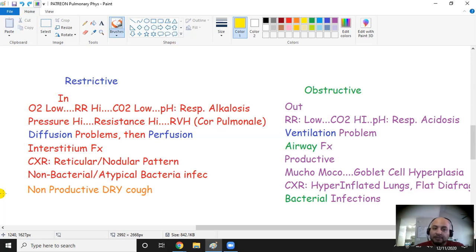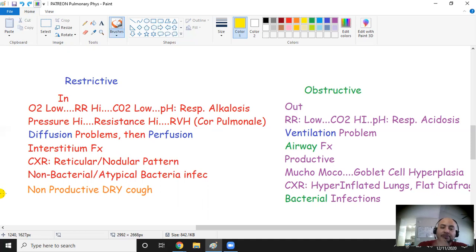Here's another thing. If oxygen cannot diffuse across, then how will the pulmonary capillaries respond? Will they vasodilate or will they vasoconstrict? They will vasoconstrict. And why vasoconstricting? Well, with vasoconstriction, pulmonary resistance and therefore pressures will increase, causing a right ventricular hypertrophy, also known as cor pulmonale.